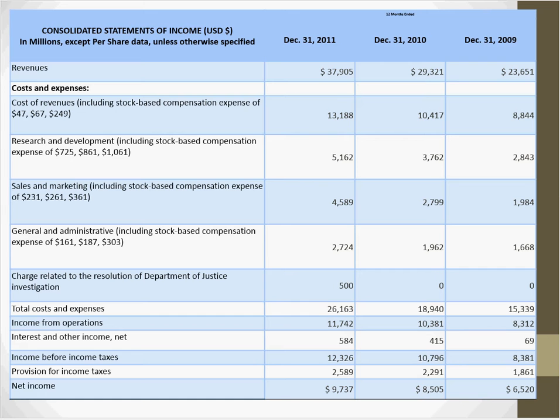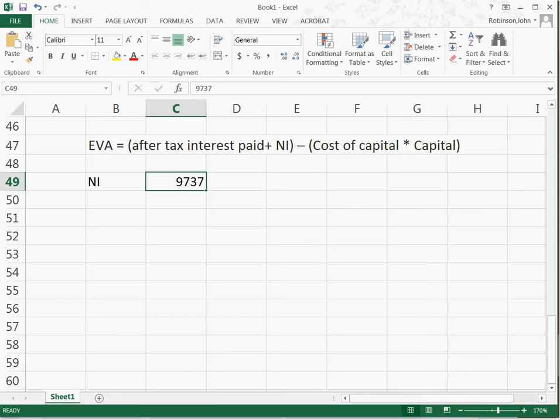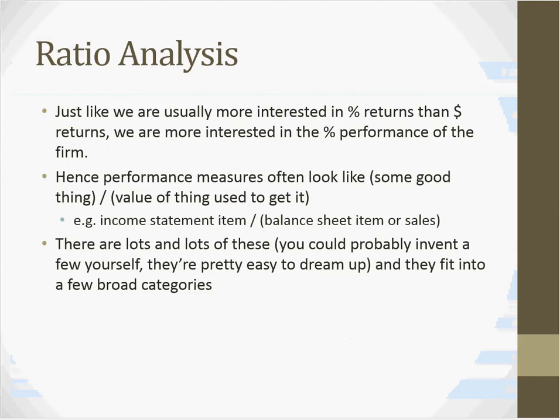So 584, get negative 584, making the total payments available to our investors 9153. And then we need the capital and cost of capital. So capital is that balance sheet number for Google in the equity column.